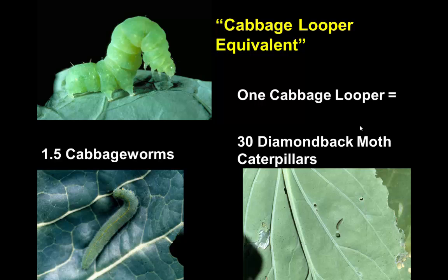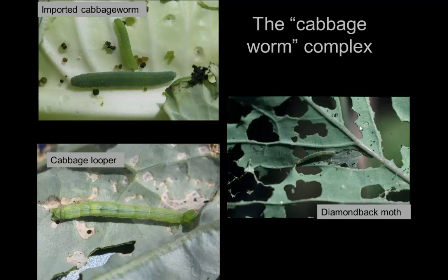Cabbage worms tend to be a little fuzzy. There are the little forked hind legs in the diamondback moth, and the limited number of prolegs that you see in a cabbage looper. You might also do a little behavioral experiment on this cabbage worm complex to figure out which one you have. And that would be just by disturbing them.